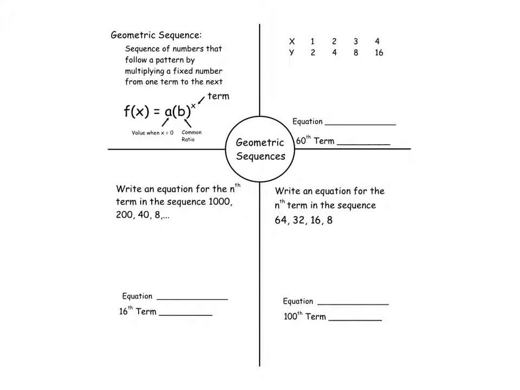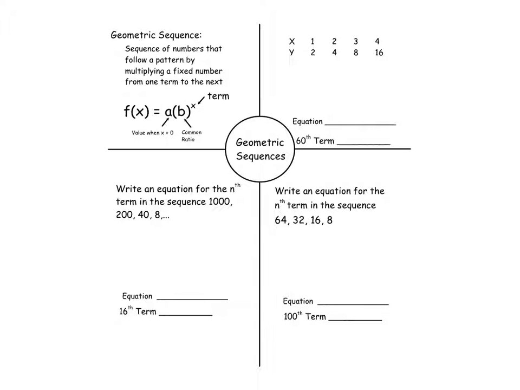Now let's take a look at geometric sequences. Geometric sequences are a sequence of numbers that follow a pattern by multiplying a fixed number from one term to the next. So the formula that you are given on your formula sheet that we are going to practice using is f of x equals a times b to the x power, where a is the value at x equals 0, so the zero term, and b is the common ratio, and x is the term we want.